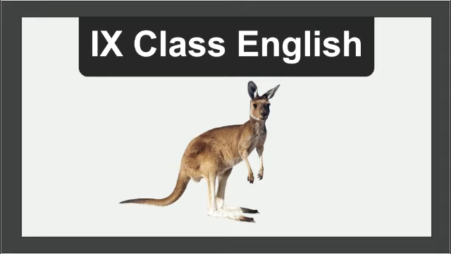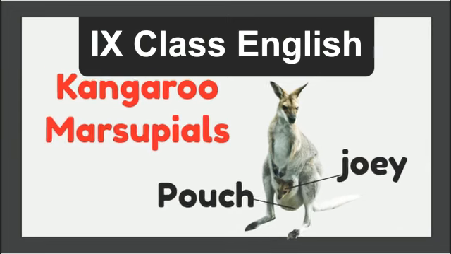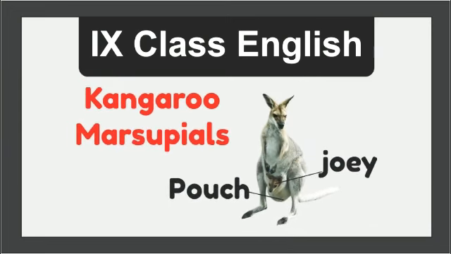And these kangaroos are called marsupials. Marsupials means pouched animals. Can you see the pouch here? Yes, this is called a pouch. So these marsupials have a pouch in which they feed and carry their young ones.